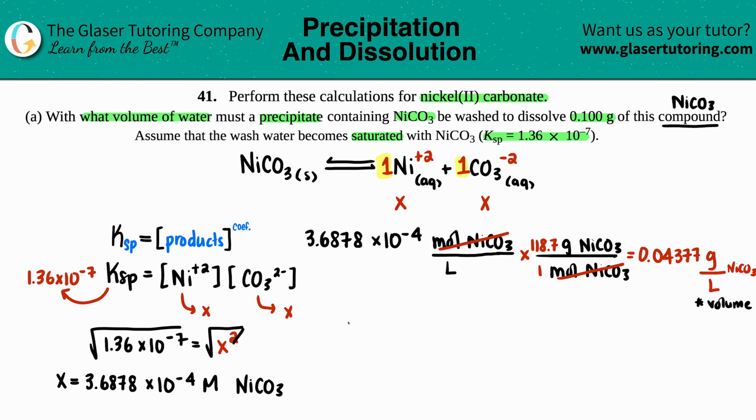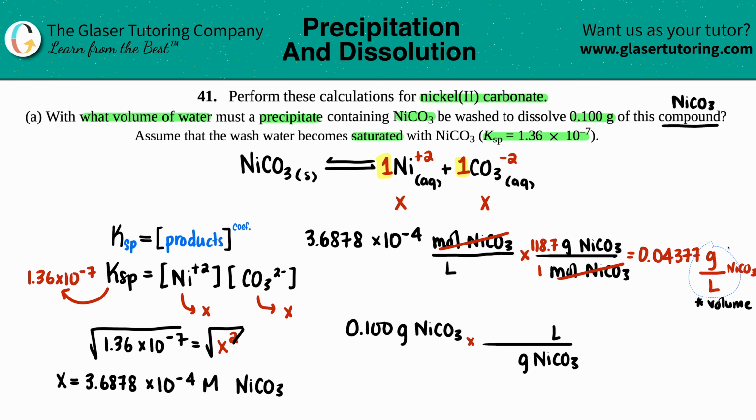So I'm going to take my 0.100 grams of the compound, which is NiCO3. And since I don't want it anymore, I'm going to multiply by a ratio. In order to not have the grams of the NiCO3 anymore, that has to go on the opposite side. So grams of the NiCO3 go on the bottom. And remember, we want that volume. And we know that we have a conversion with grams and liters. So the liter has to go on the top.